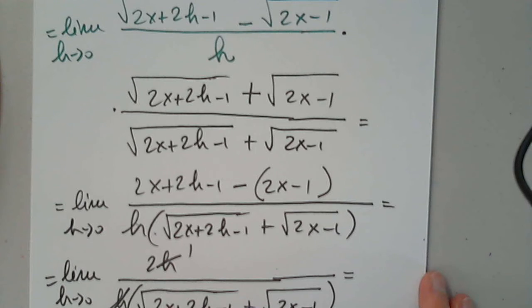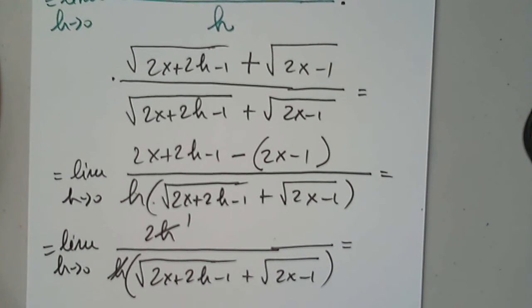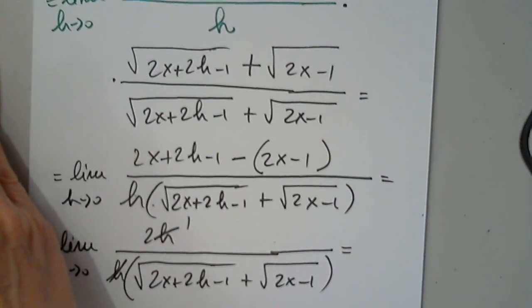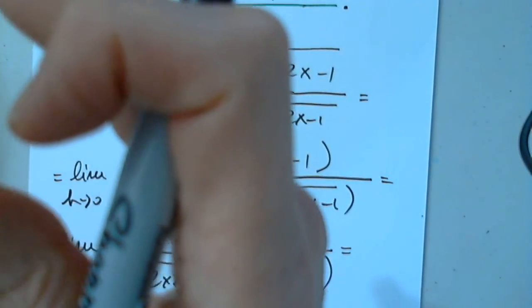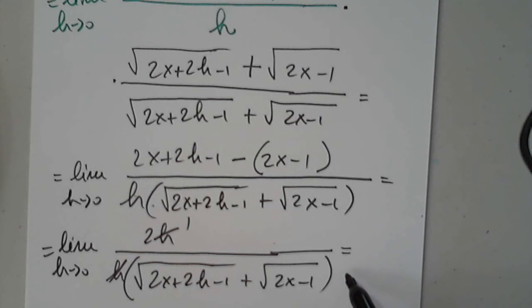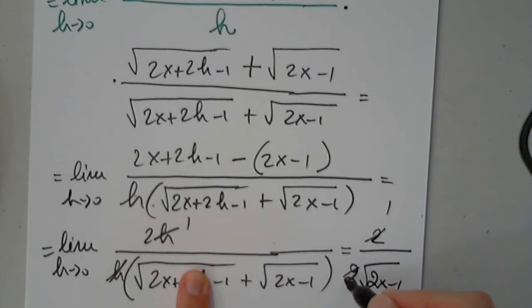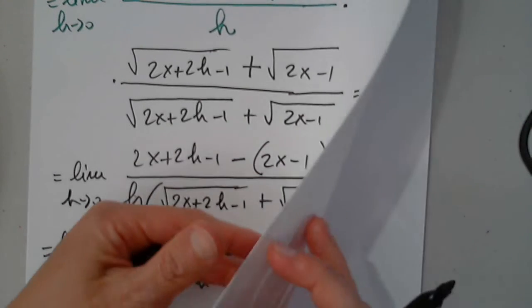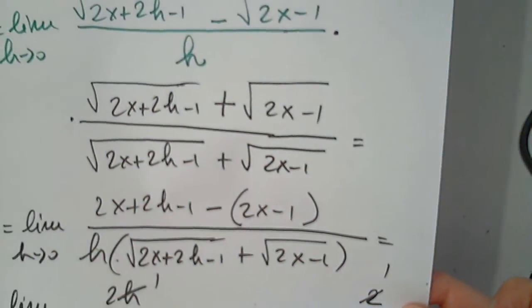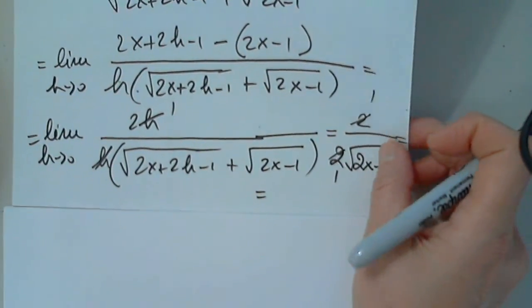Can anyone give us the final answer here? Anyone? 2 over 2 times the square root of 2x minus 1. Excellent. And of course, these two go away. So the final answer, let me not write it here, there's not enough room, is 1 over the square root of 2x minus 1.